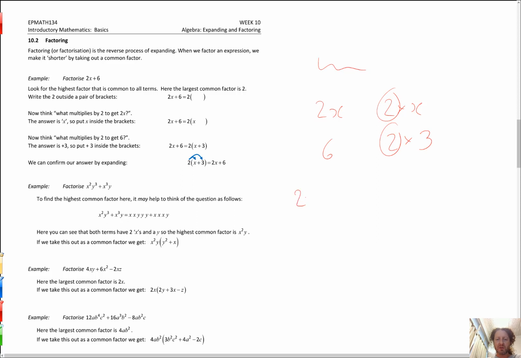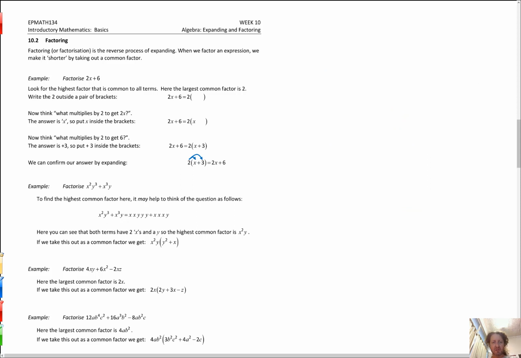So if I've got 2x plus 6, and I can see that the biggest thing they've got in common is the number 2, I can take a 2 out the front, and then think, well, what is 2 times by to get to 2x? An x. What is 2 times by to get to plus 6? Well, it's a plus 3. And again, I can expand it. That's 2x plus 6. Absolutely, 2 outside of x plus 3 in brackets is exactly the same as 2x plus 6, and I brought out the highest common factor.